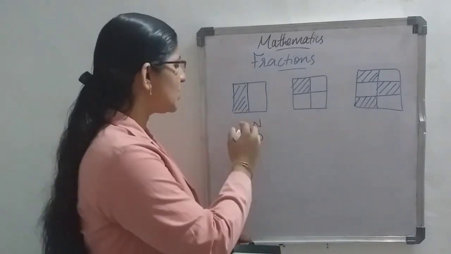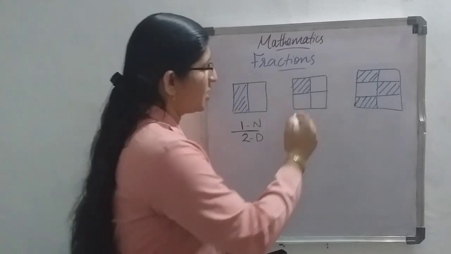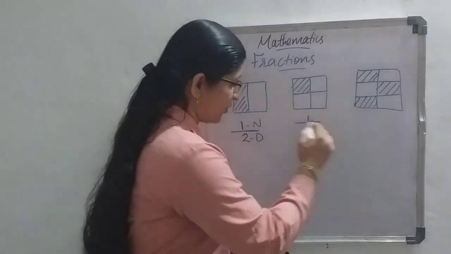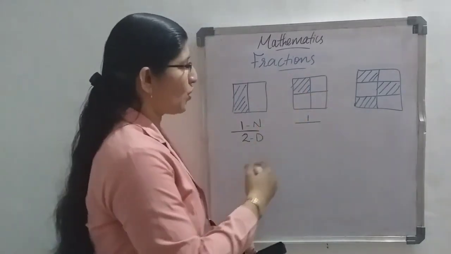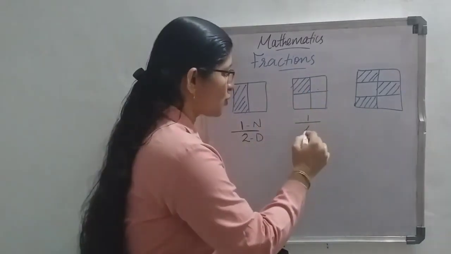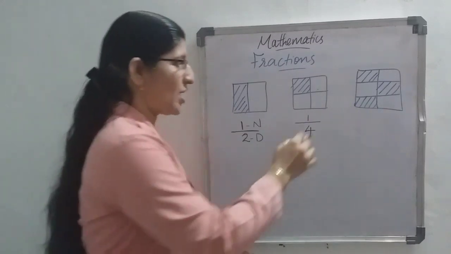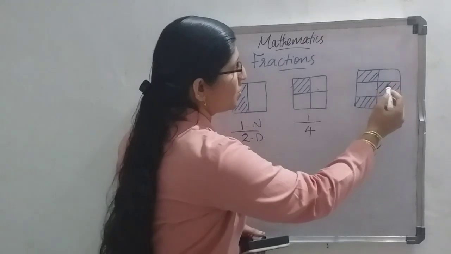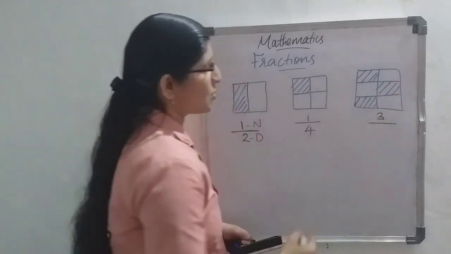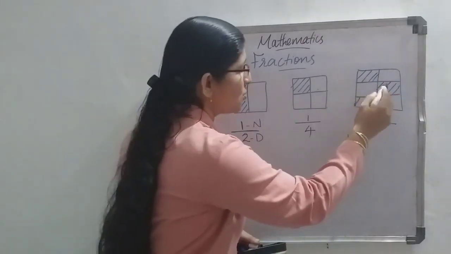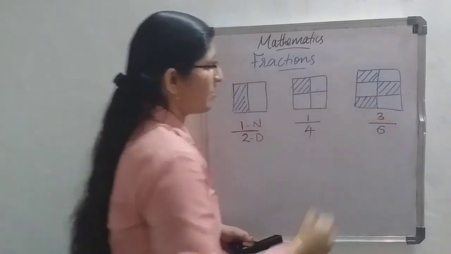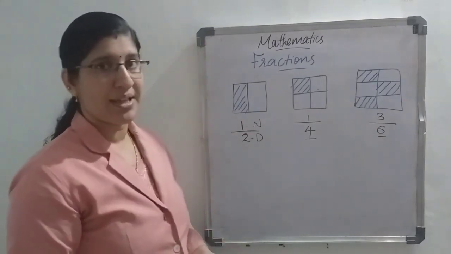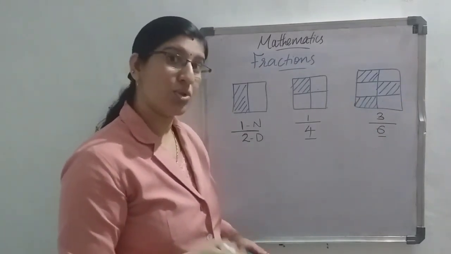Okay. So it is 1 by 2. What about this one? Here also one part is shaded, that we write as the numerator, and what is the total number of equal parts? 1, 2, 3, 4. So 4. So this is 1 by 4. 1 is the numerator and 4 is the denominator. Look at the next one. 1, 2, 3. 3 parts are shaded. What is the total number of equal parts? 1, 2, 3, 4, 5, 6. So it is 3 by 6. So the denominator means the total number of equal parts. Every time the denominator means the total number.